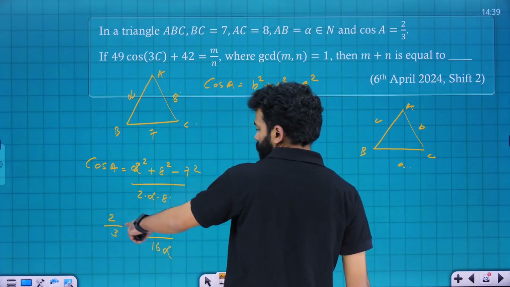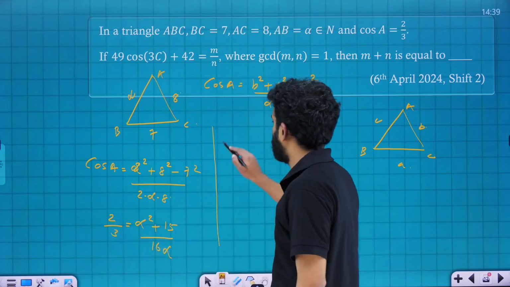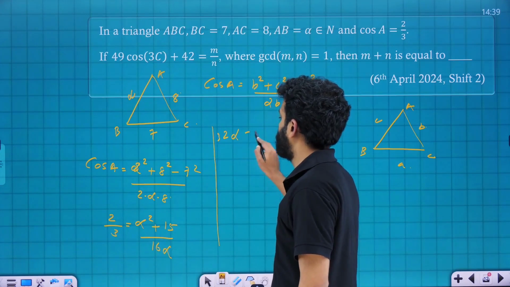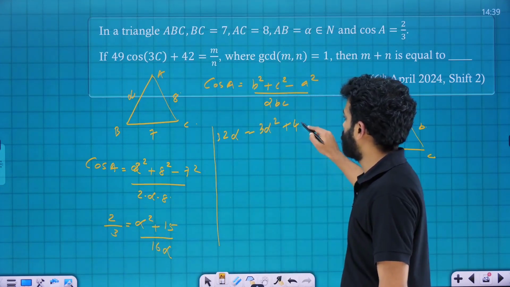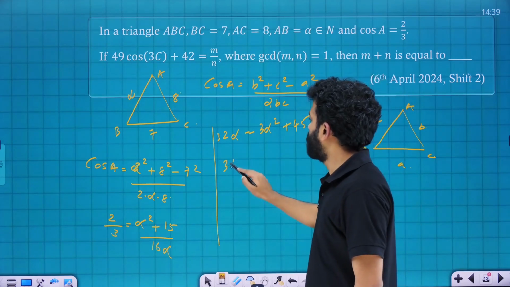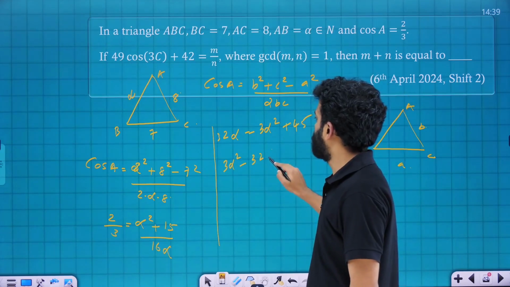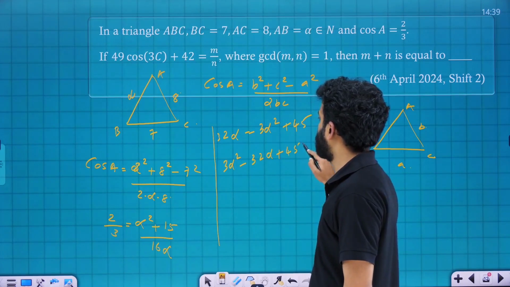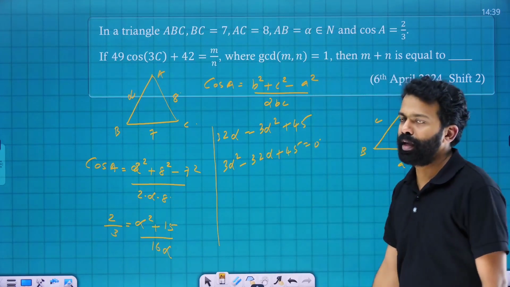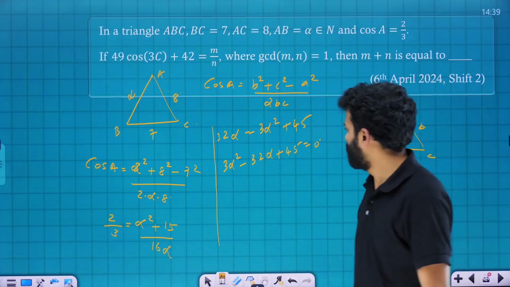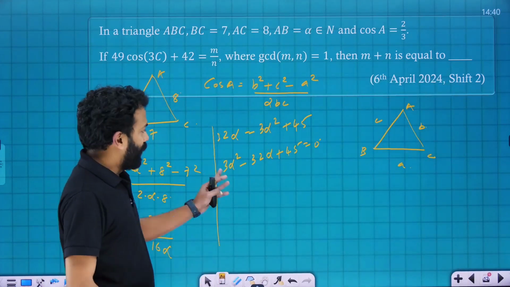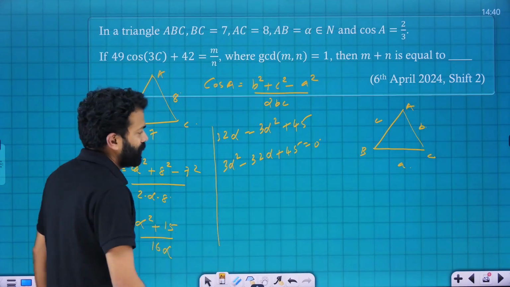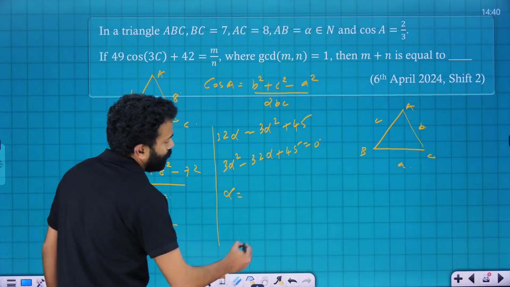Cross multiply this. That is 2 into 16 alpha becomes what? 32 alpha, which is equal to, cross multiply here, you will get 3 alpha square plus 45. And it will be like 3 alpha square minus 32 alpha plus 45 is equal to 0. Okay, another quadratic equation. So many questions on quadratic equations are coming, base level. Okay, and how are you going to solve this? Use the formula.